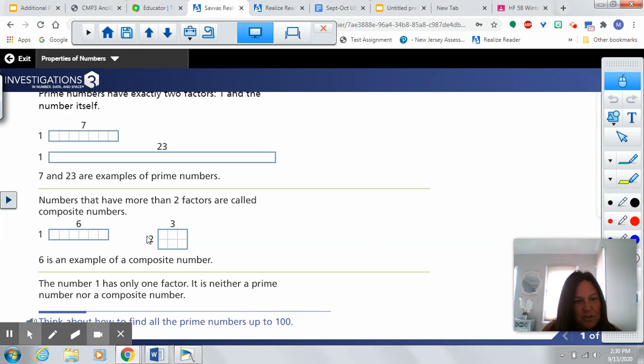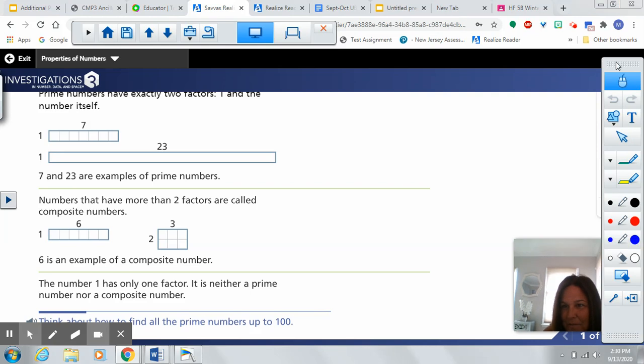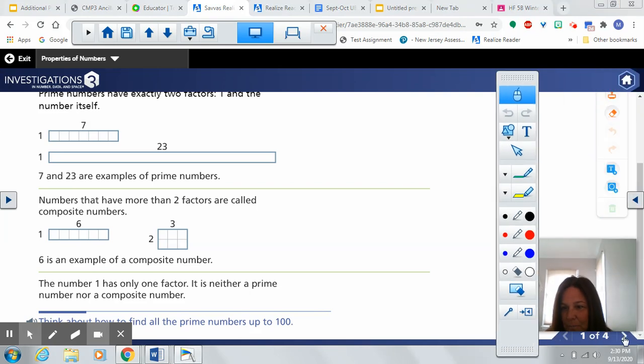So let's take a look at the question. And that question is, how can we find all of the prime numbers up to 100? For yesterday's activity, you found all of the prime numbers up to 50. So what would be a way that we could find all of the prime numbers up to 100? Do you have any ideas? We'll get back to that question later. So I'm going to move this so I can turn the page.